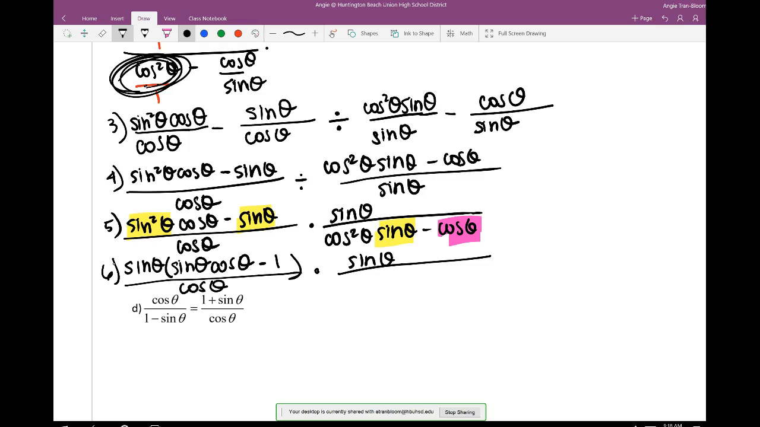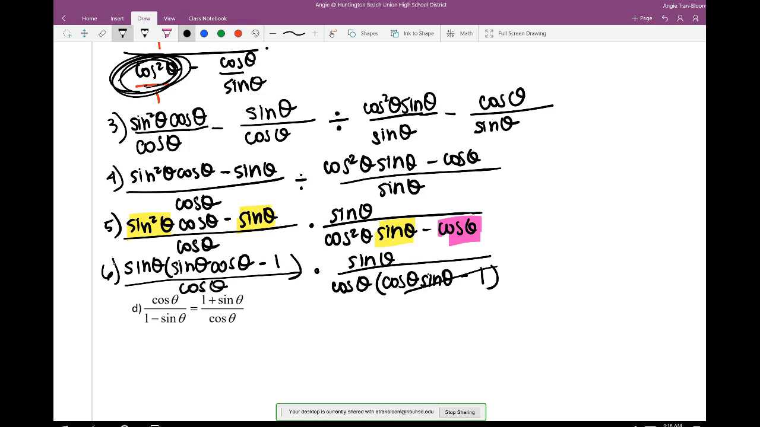What are we factoring down here? Yes, cosine. Good job, Cyrus. Okay, so that means I have cosine of theta times sine of theta minus 1. Okay. Mary, what do you think? What should we do next? Can we reduce, simplify, cancel those?